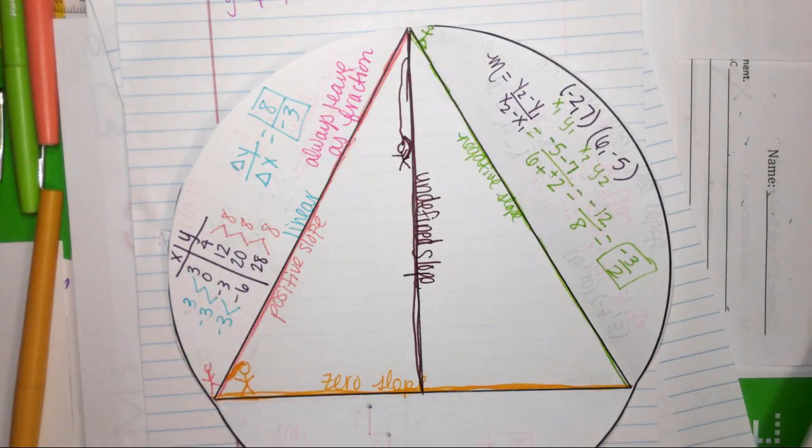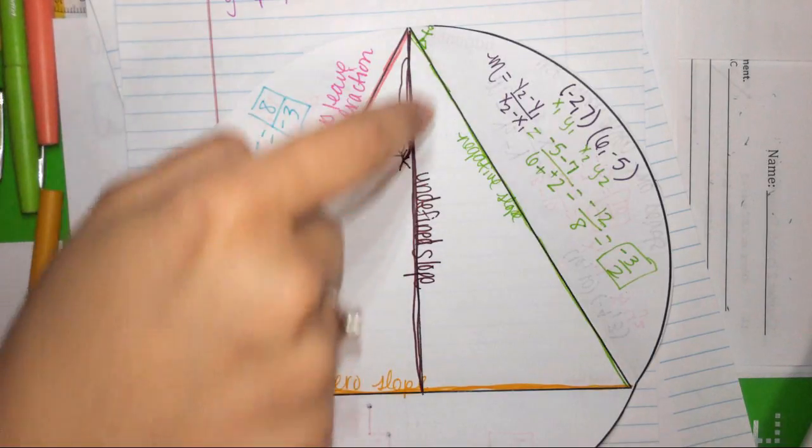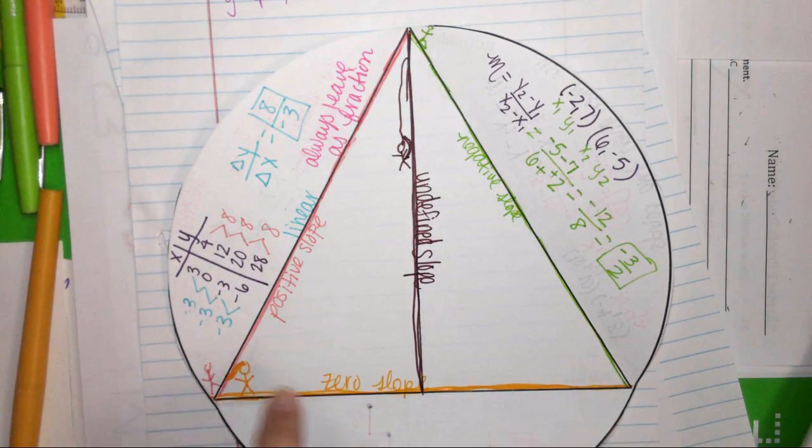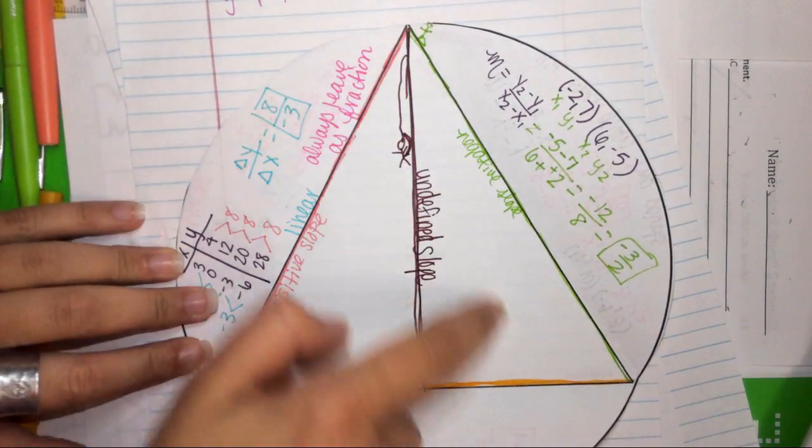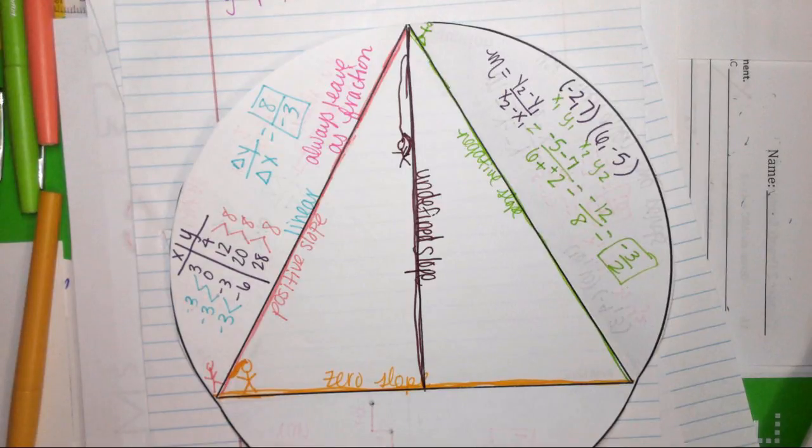Does anybody have any questions? All right, so vertical lines are undefined slope. Horizontal lines are zero slopes. If you're hiking up the hill, it's positive. If you're falling down the hill into chocolate, it's negative.